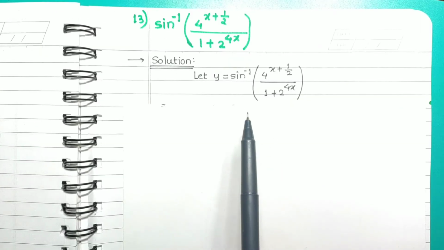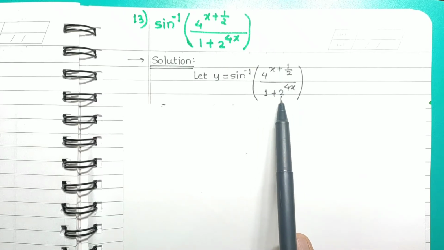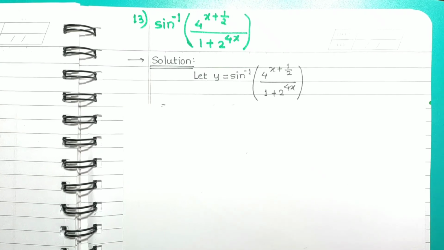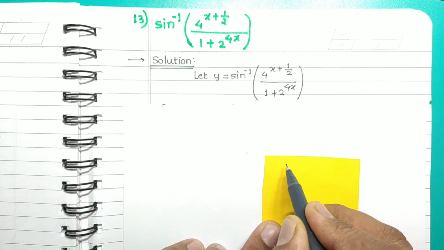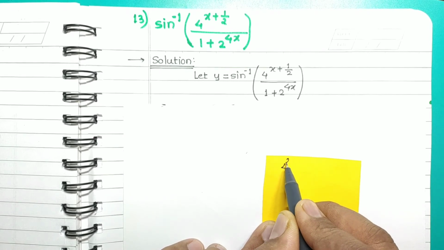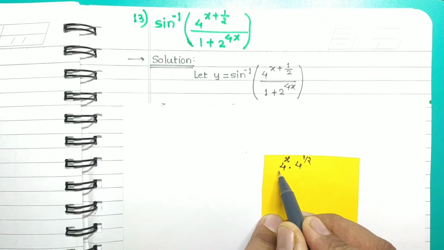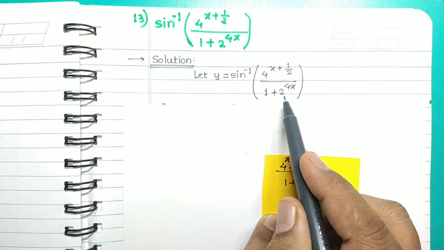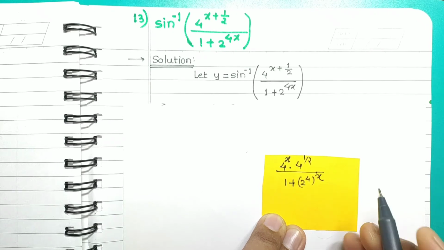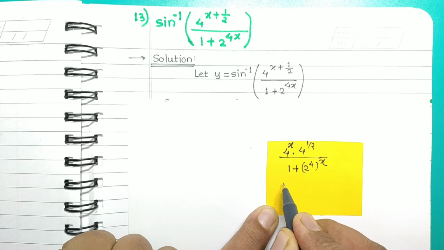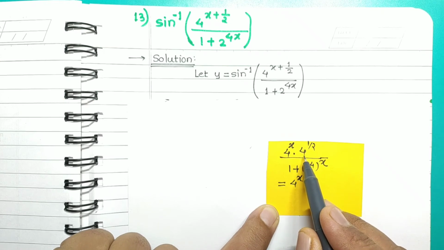Then next example, see y is sine inverse of 4 raised to x plus half upon 1 plus 2 raised to 4x. So using some rules for indices, you simplify these terms. See, we can write 4 raised to x plus half as 4 raised to x into 4 raised to half, and you write this 2 raised to 4x as 2 raised to 4, bracket raised to x. So this is nothing but 4 raised to x, and 4 raised to half means root of 4.